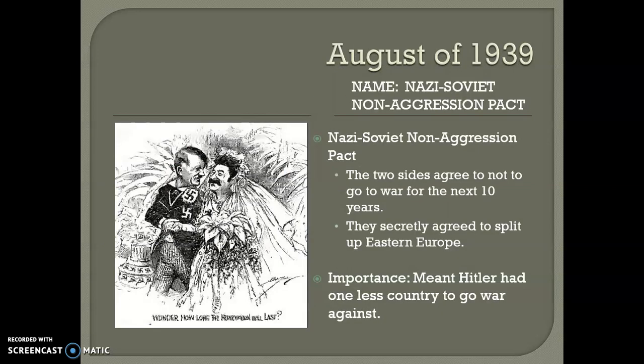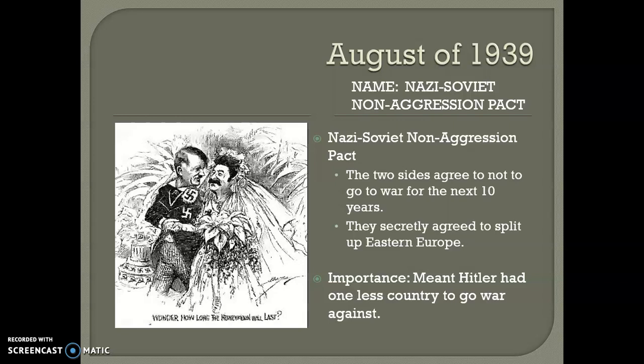All right, August of 39. So we're jumping ahead a little bit. All right, so here's the thing. If you go back to the very first thing we talked about, there was that anti-communism pact. Hitler will sign an agreement with the Soviet Union and Joseph Stalin, the leader of Russia, that they will not be aggressive towards one another for 10 years.